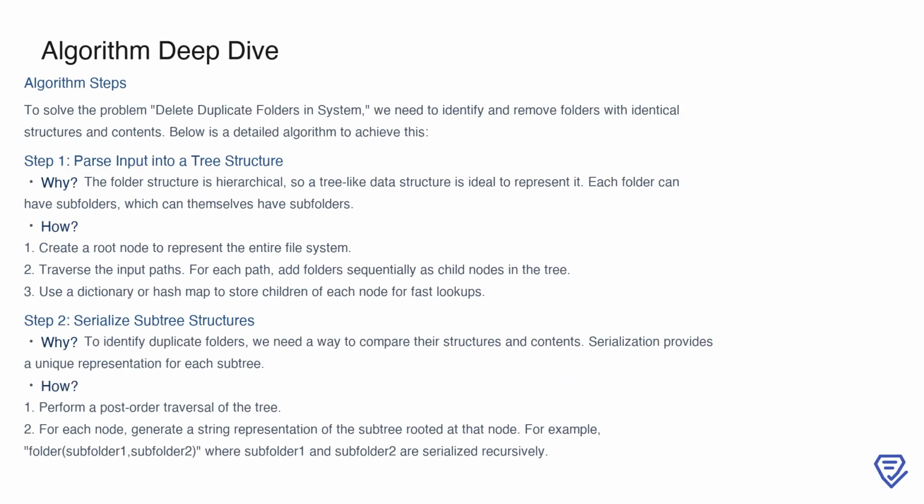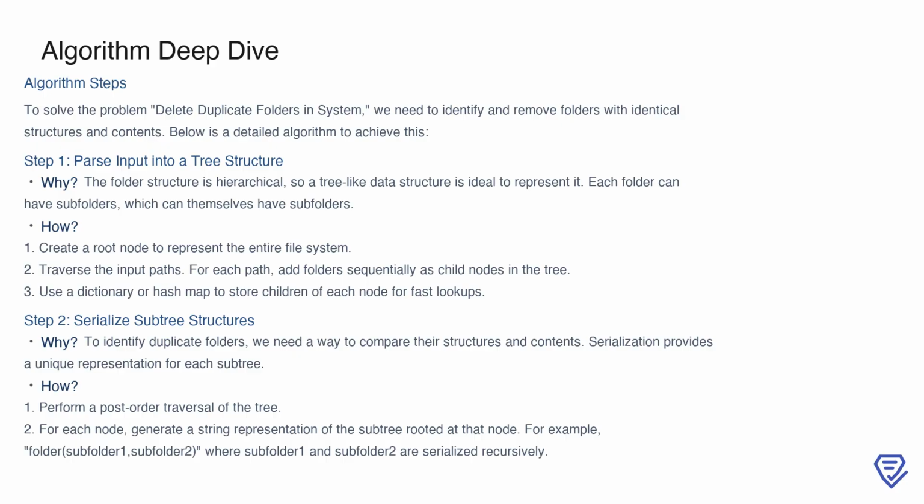To solve the problem of deleting duplicate folders in a system, we start by structuring the input into a tree format. This is essential because folder hierarchies naturally resemble trees, where each folder can have subfolders, and so on. The first step is to create a root node representing the entire file system. As we traverse the input paths, we sequentially add folders as child nodes under their respective parents. To make this efficient, we can use a hash map to store the children of each node for quick access.